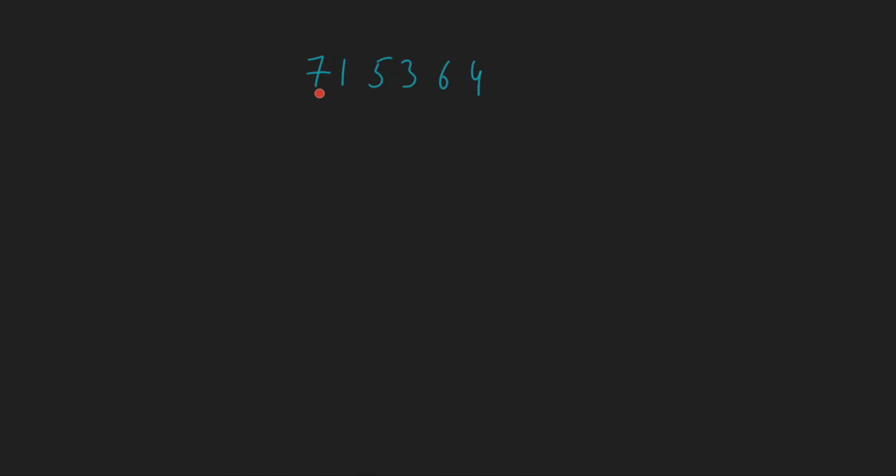In this case we are losing, so it's -6. The next pair is 1, 5. Yes, we can make a profit, and the profit is 4. Again, 5, 3, we cannot make a profit. 3, 6, we can make a profit, and the profit is 3. The next one, 6, 4, again we cannot make a profit, and the maximum that we can get is 7.